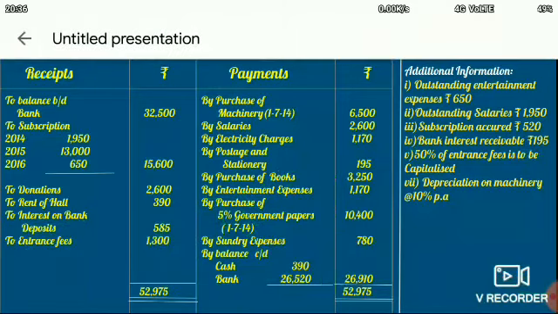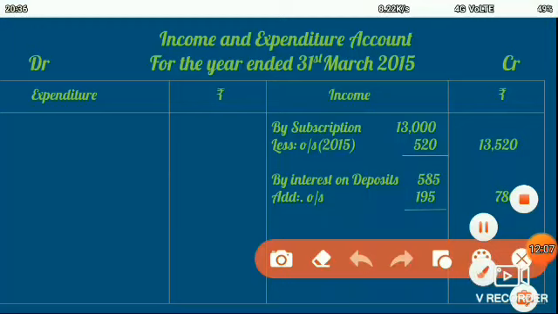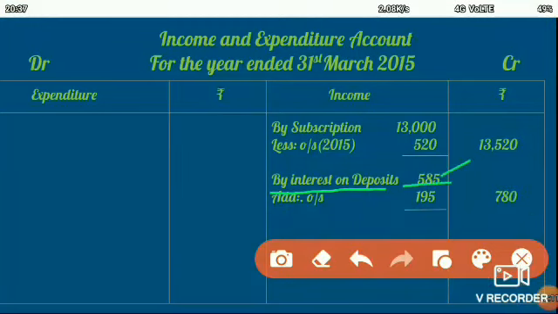So when we show this in our account, we have to show it in this way. By interest on bank deposit 585 from the receipts and payments account, the cash which is received. Then we'll add the outstanding or the accrued 195, which is actually the income of the current year. So our total income from interest on deposit is 780.